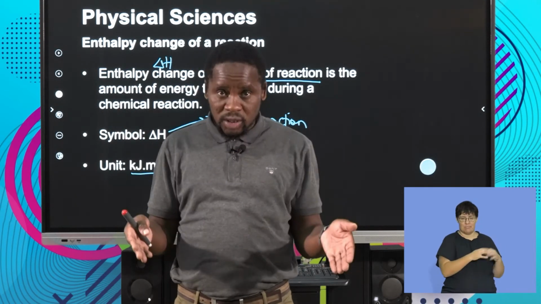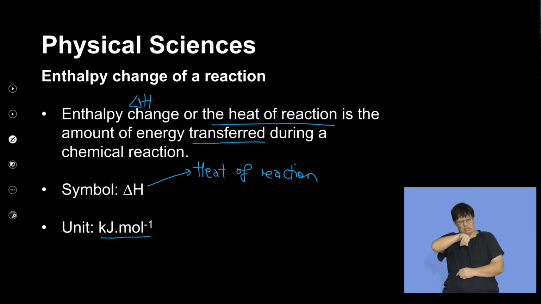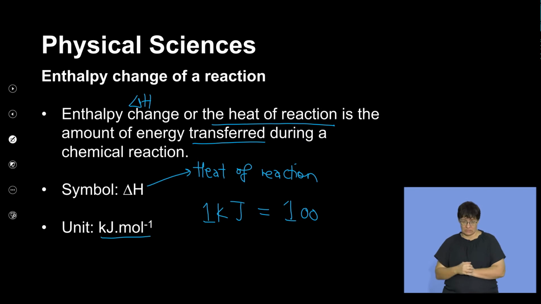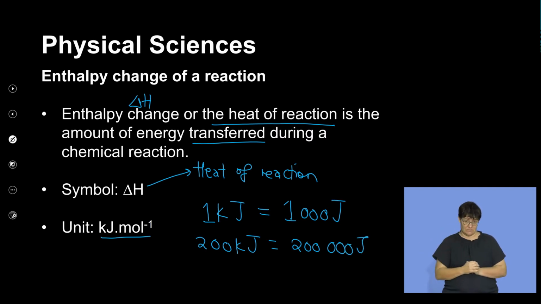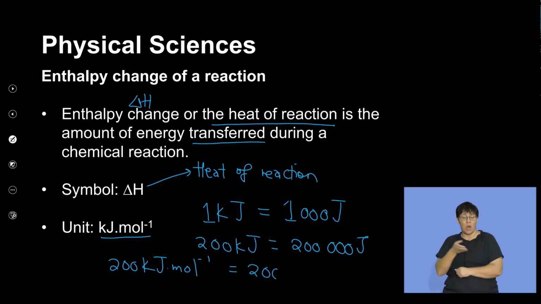Now we know that energy is measured in joules, but what do we mean when we talk about a kilojoule? One kilojoule of energy is equal to 1,000 joules. So for argument's sake, if we talk about 200 kilojoules, we are talking about 200,000 joules of energy. So if we say 200 kilojoules per mole of substance, we are saying that the amount of energy involved is 200,000 joules per mole of a substance, because this is the amount of sample of substance that we have, and it contains the same number of particles. So take note of these SI units. They are very important, but we would always talk about the kilojoules.